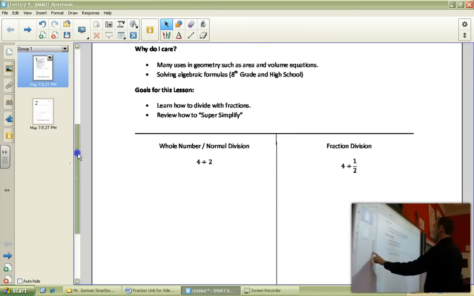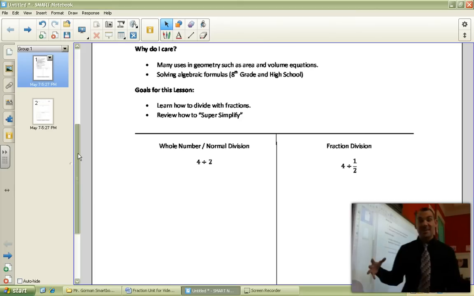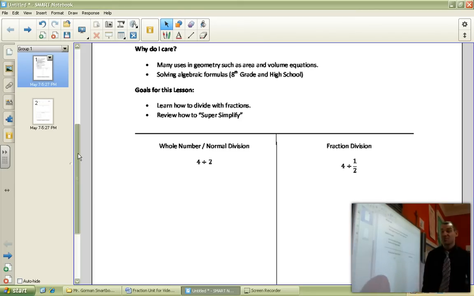Okay. You care because this has so many uses in geometry, like area and volume equations, and it's also going to be used in 8th grade math and high school math, even though you're only in 6th grade, for solving algebraic equations and formulas. It's really easy to do that once you know how to divide with fractions.